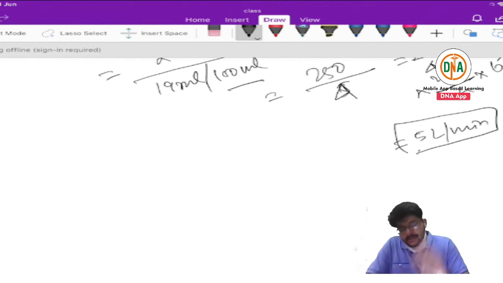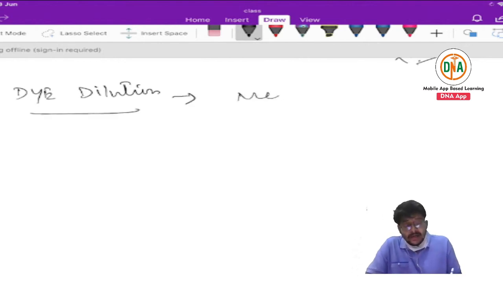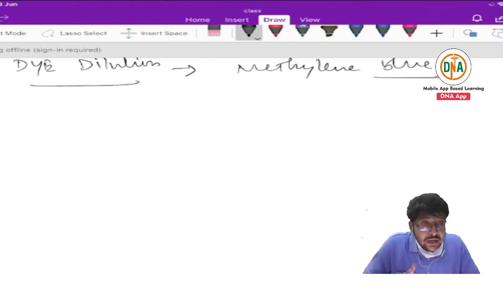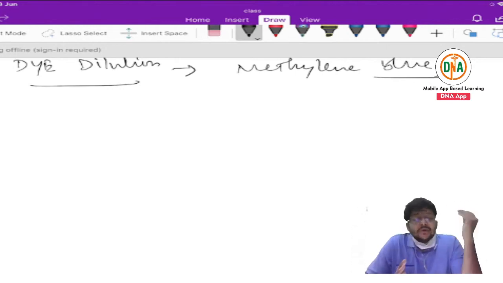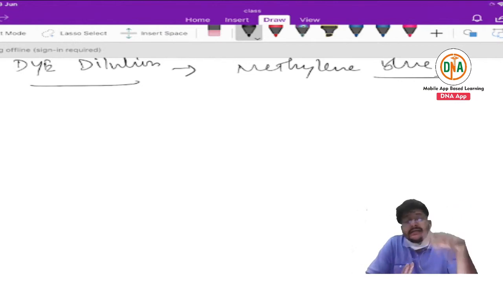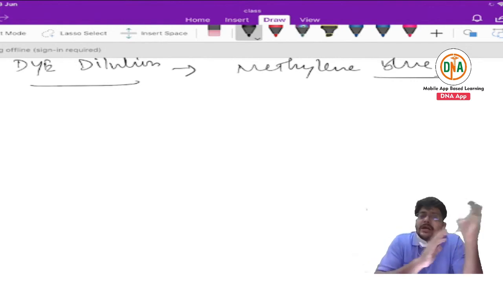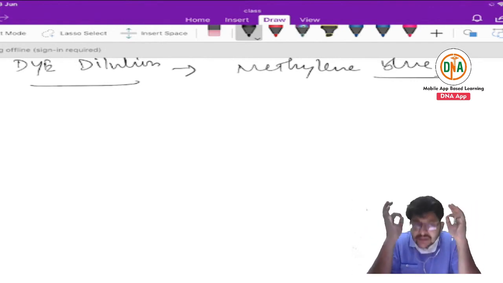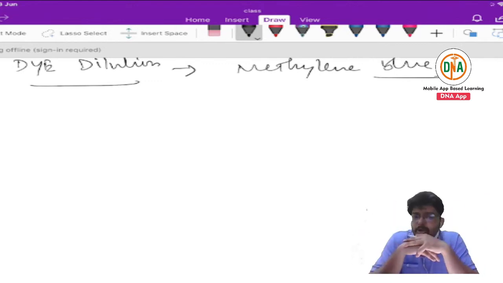Now remember, there are two other methods. One is the dye dilution method. In the dye dilution method, we use one particular dye, and the dye is methylene blue. We give the dye to a person. We inject the dye in the arterial side and take the dye out from the venous side. The artery we use for dye dilution can be any artery, because arterial changes are not that much, but for the vein, we take the pulmonary artery from where the dye is actually taken out.